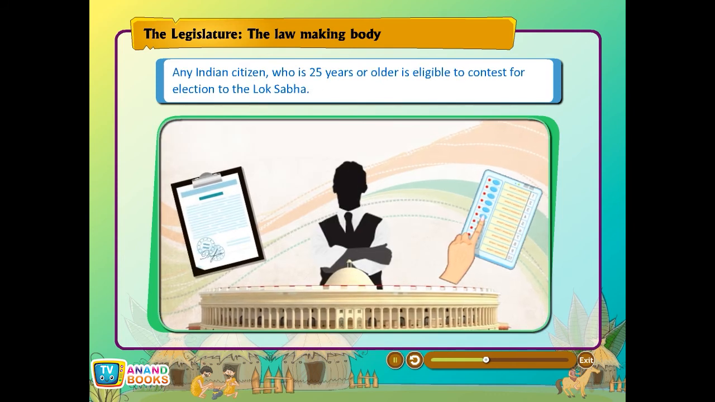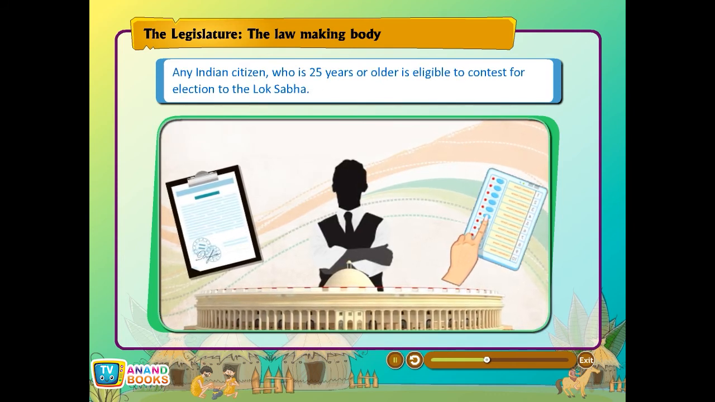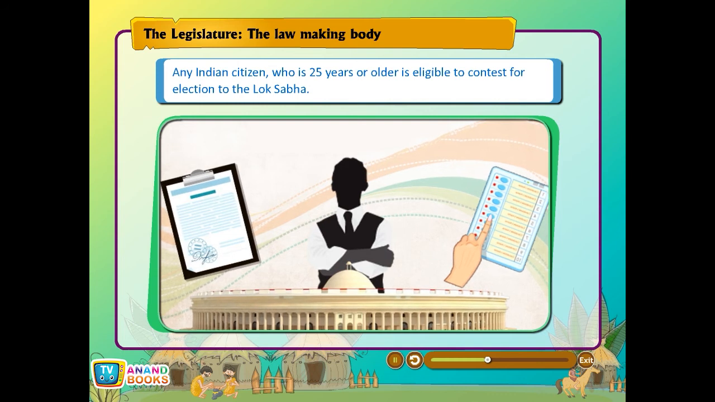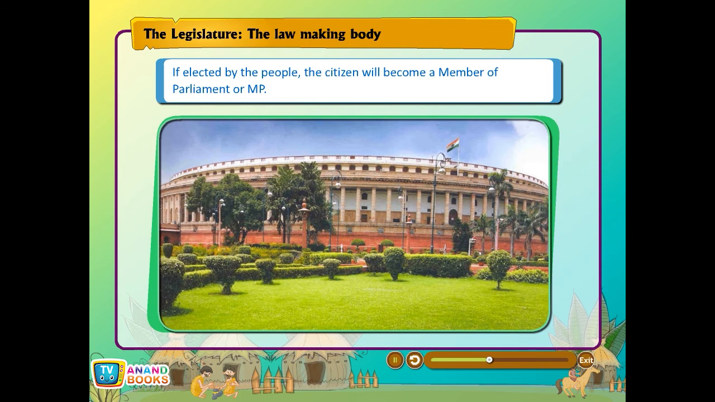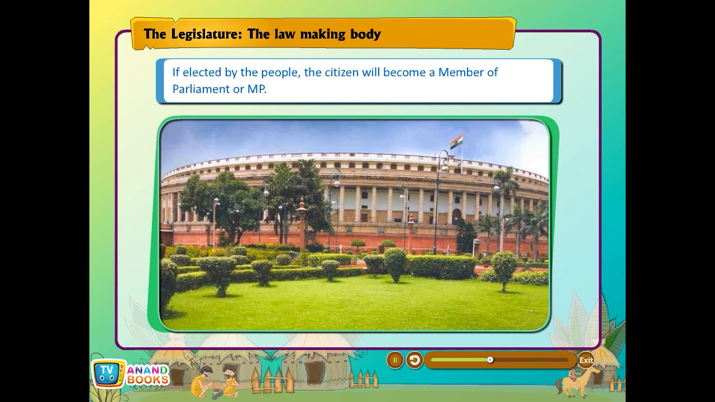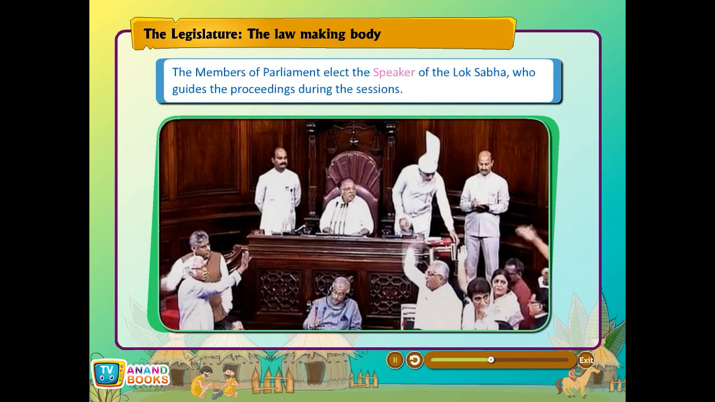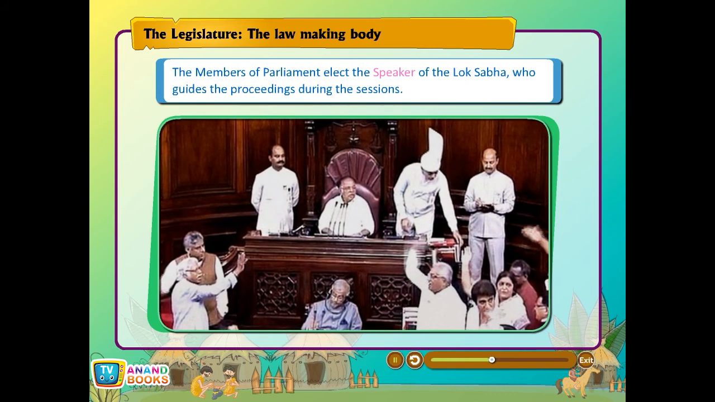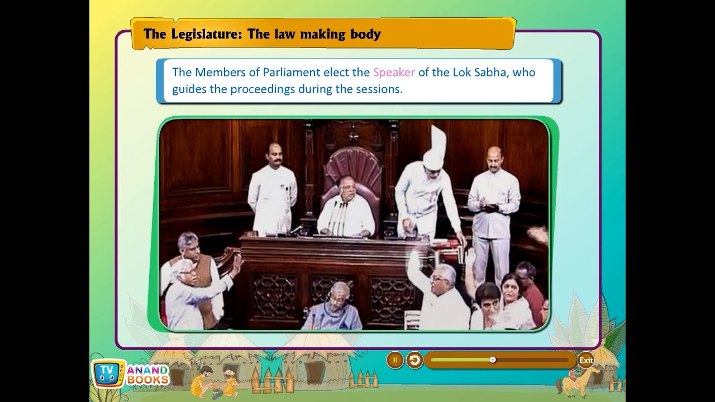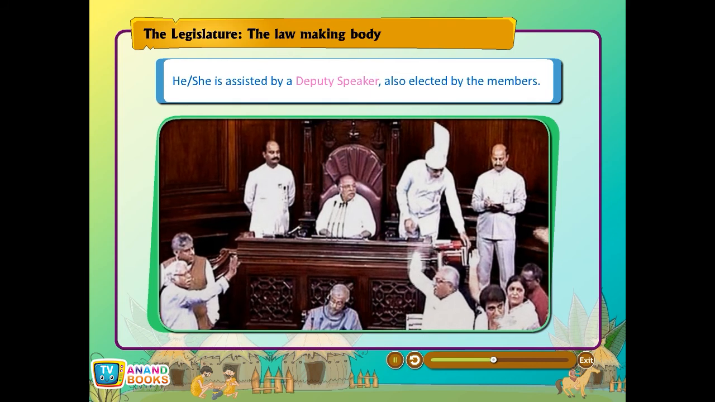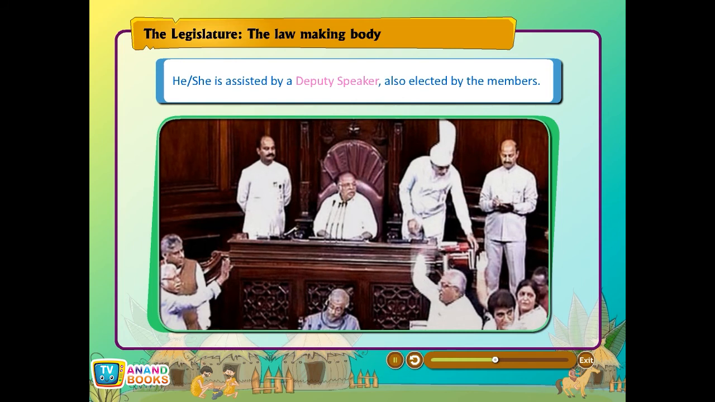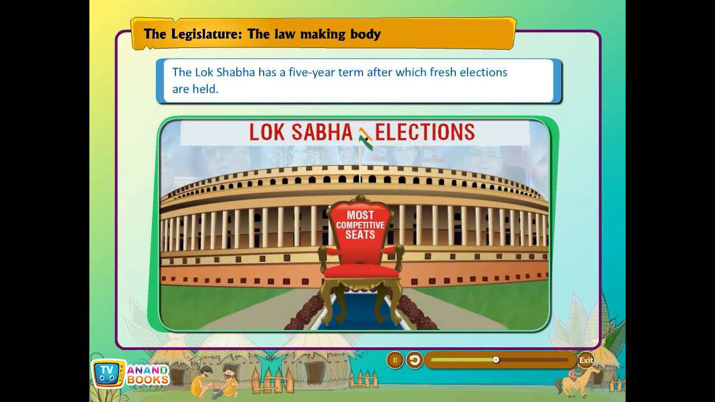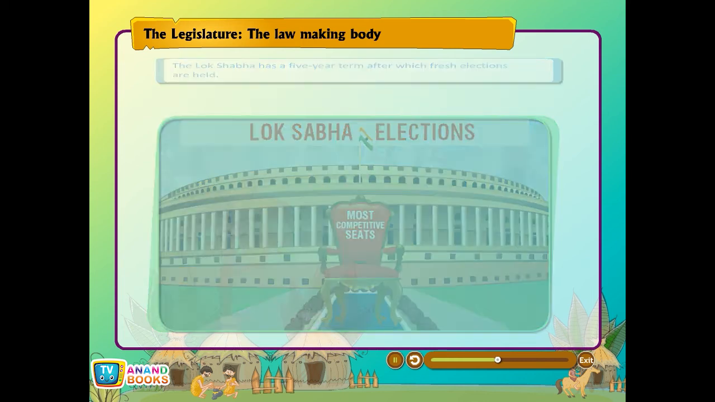Any Indian citizen who is 25 years or older is eligible to contest for election to the Lok Sabha. If elected by the people, the citizen will become a member of parliament or MP. The members of parliament elect the Speaker of the Lok Sabha, who guides the proceedings during the sessions. He or she is assisted by a deputy speaker, also elected by the members. The Lok Sabha has a 5-year term, after which fresh elections are held.